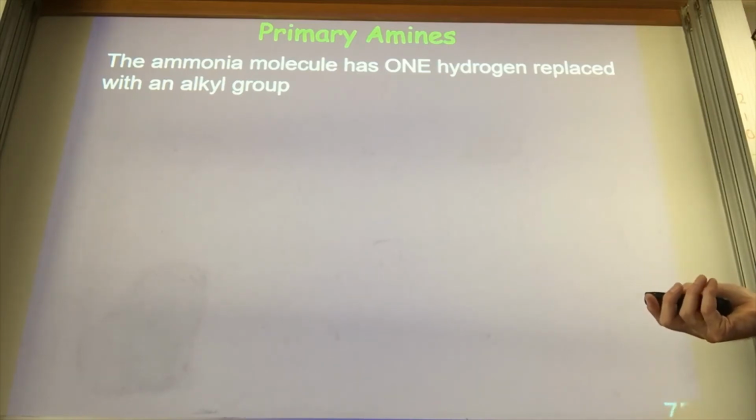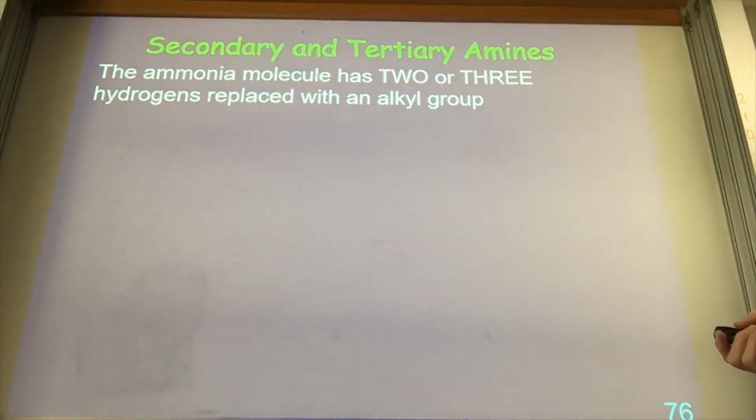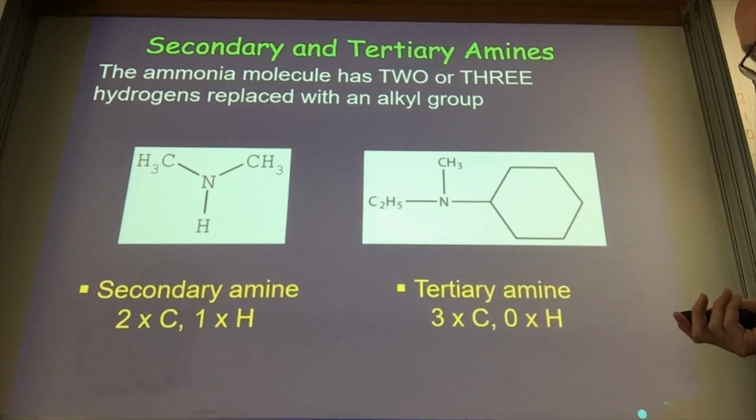Now, primary amines: the nitrogen is bonded to 1 carbon and 2 hydrogens. Each one of those is a primary amine. Secondary and tertiary amines, the nitrogen is bonded to 2 or 3 carbons. So in a secondary amine, the nitrogen is bonded to 2 carbons. In a tertiary amine, the nitrogen is bonded to 3 carbons. Still got its lone pair in each case, so it can still act as a base.